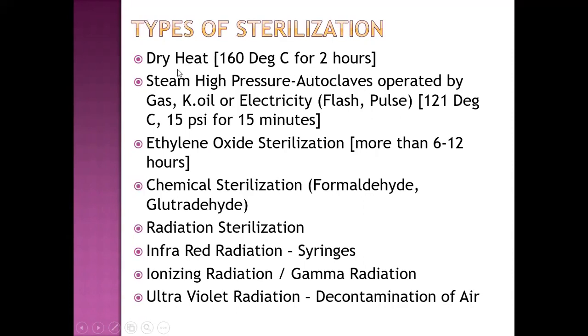Types of sterilization include dry heat, that is 160 degrees centigrade for 2 hours; autoclaves, that is 121 degrees centigrade at 15 psi pressure for 15 minutes; ethylene oxide sterilization, which takes about 6 to 12 hours or more; chemical sterilization, that is formaldehyde, glutaraldehyde; and radiation sterilization: infrared radiation for syringes, ionizing radiation, gamma radiation, and ultraviolet radiation for decontamination of air. So these three are radiation sterilization.